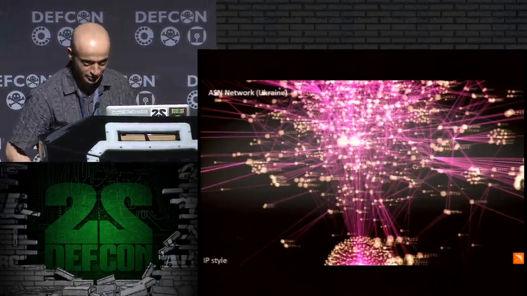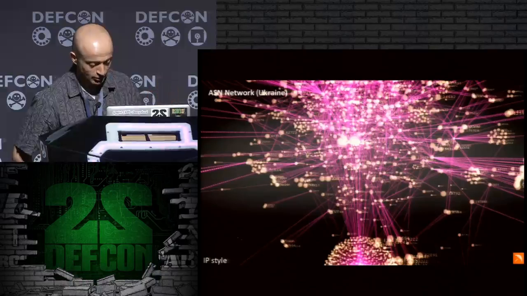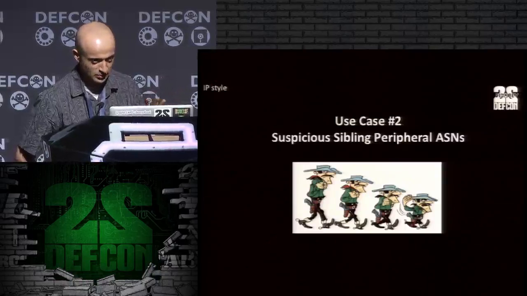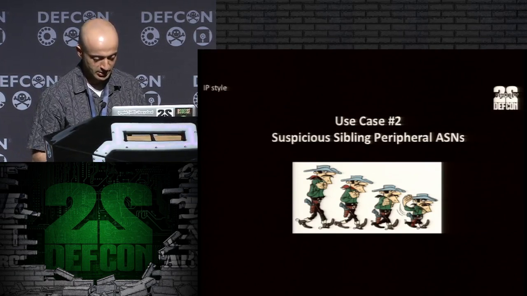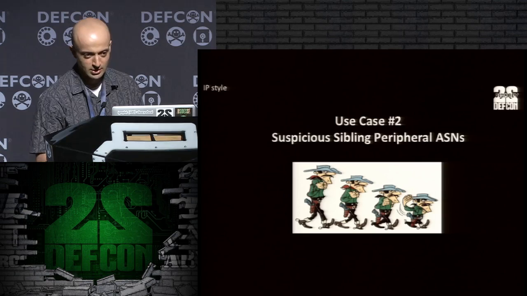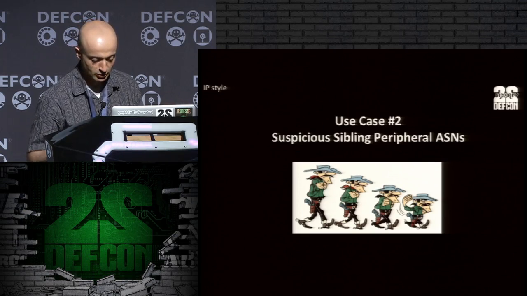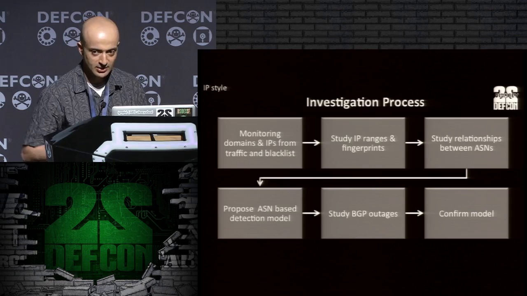So thanks Thibault and Andree for this perspective about the ASN network. Now the thing is, we're looking after maliciousness. That was the core of the research. Now how can we use the ASN graph to extract the maliciousness we're after? So we're introducing the concept of suspicious, or actually sibling peripheral ASNs, and then we look for suspicious ones. We look at domains and IPs, and then we study the fingerprints and the ranges that we are focused on. And that allows us to build relationships between the ASNs by considering the ASN graph topology.